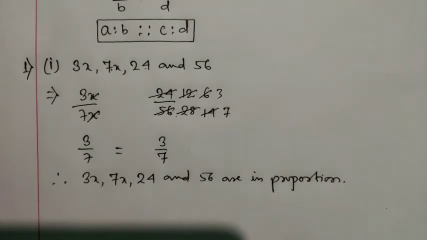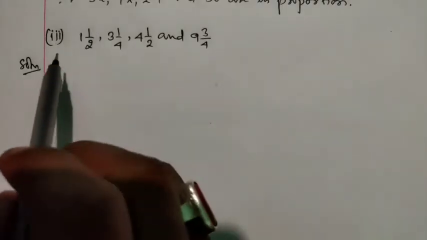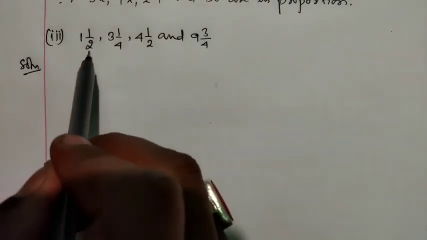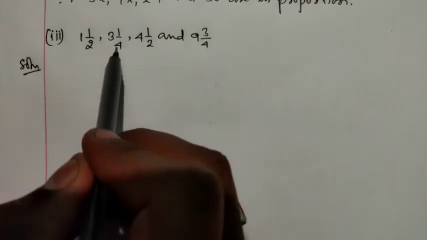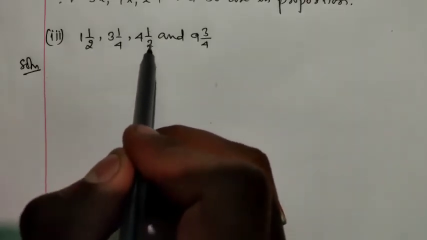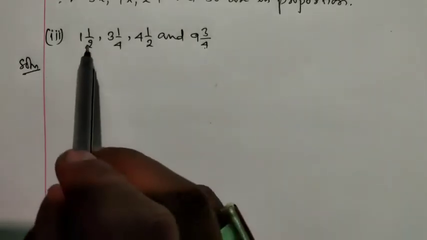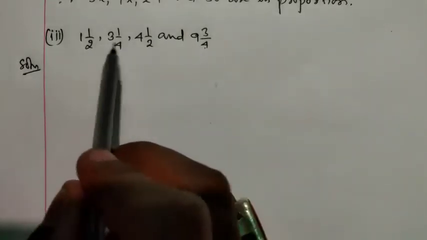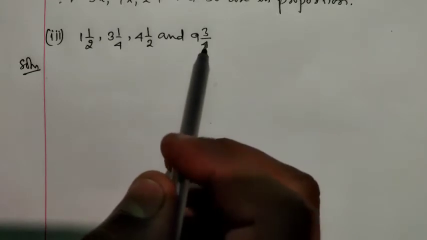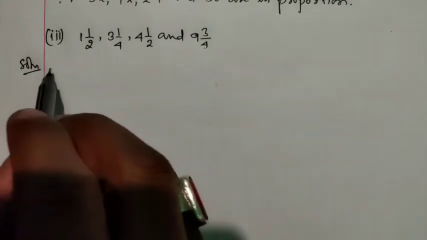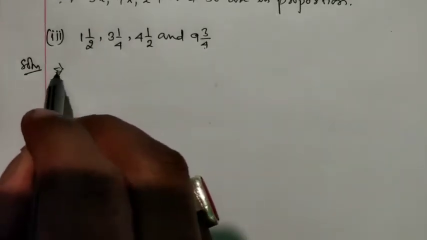One more question we will see, question number 3. Next question is 1 whole 1 by 2, 3 whole 1 by 4, 4 whole 1 by 2 and 9 whole 3 by 4. Here we can see that all the 4 quantities are in mixed fraction. First task, we will convert these mixed fractions into improper fractions.